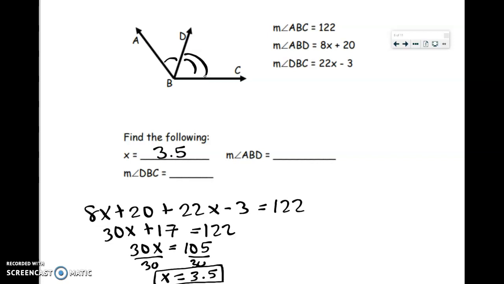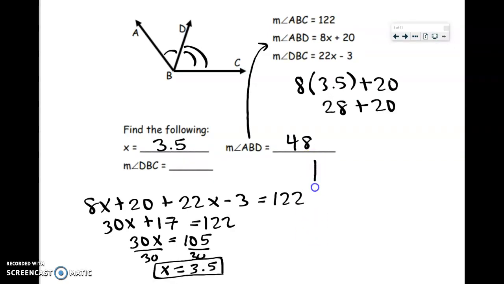If you thought plugging in, that's great. So the measure of ABD, we're going to use this equation here and plug in 3.5 for x. So 8 times 3.5 plus 20. Go ahead and simplify that out. If you got 48, you are correct there.